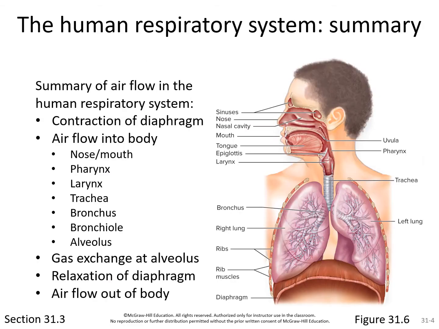Okay. So our summary of airflow in the human respiratory system: basically you contract the diaphragm and the intercostals. I want to tell you real quick, you don't have to remember this, but the diaphragm is responsible for about 75% of the force necessary to pull air into the lungs, and the intercostals, which are muscles in between the ribs, are responsible for the remaining 25%.